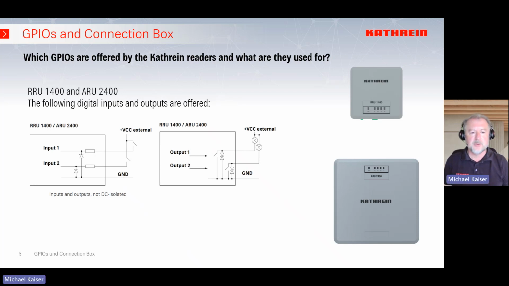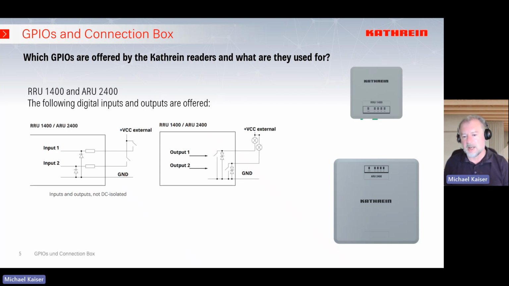For the 1400 and the 2400, we have these options. For the inputs, we have two inputs, and you see that the ground is at the same level, the same potential, as the sensors. This means we have a not DC isolated system. You have to be careful if it's necessary to separate them. In this case, we have it combined, and we have the external power supply for the sensors, and we can read out the inputs based on the process. You can imagine here's a light barrier, or here's a motion detector, and then we can get the input and say, okay, now something started, now something stopped.